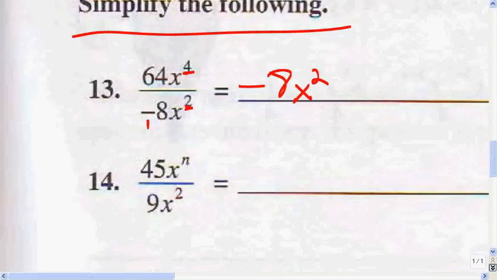Okay, I'm running out of time, so there's going to be a part 2 to page 10. So look for part 2.